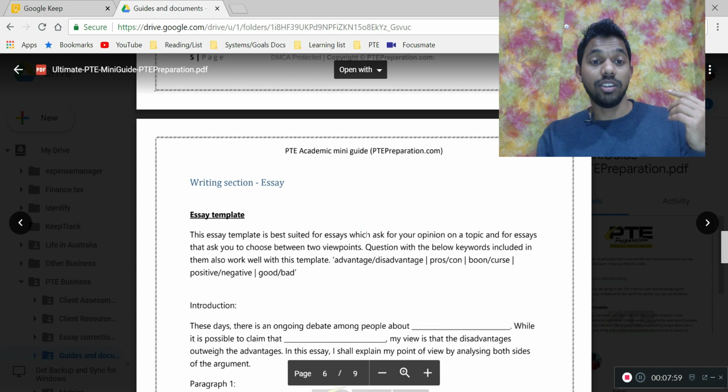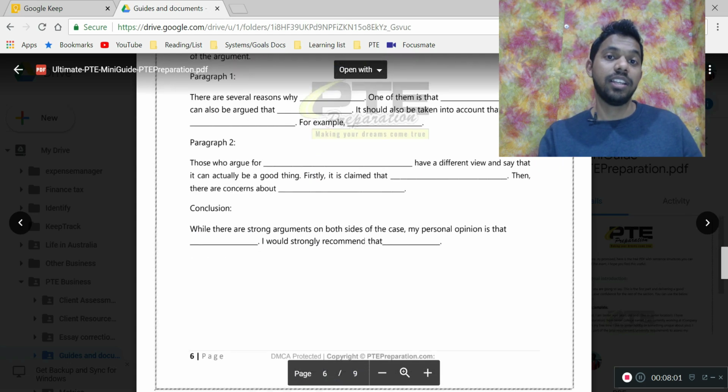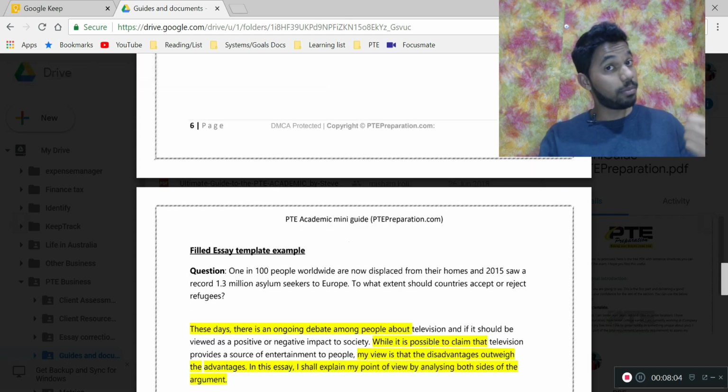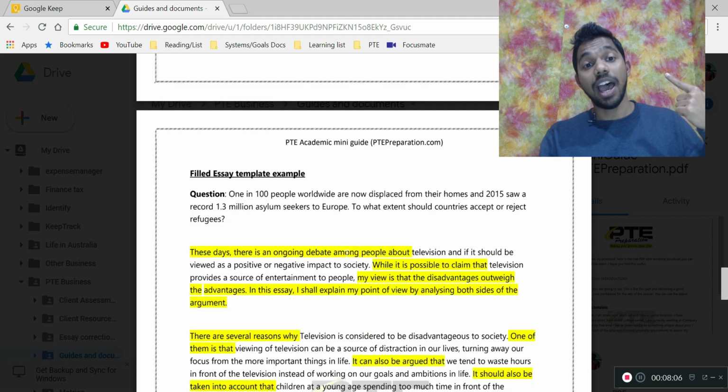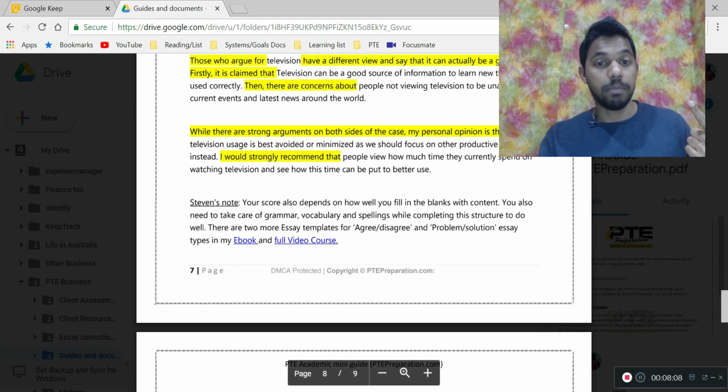It has the speaking section, describe image, and the retell lecture, and the essay template is on page number 7.